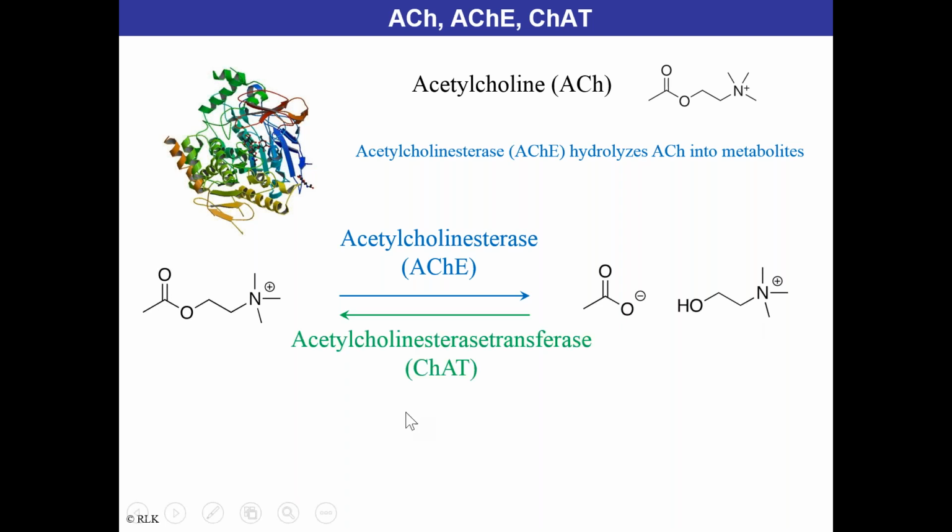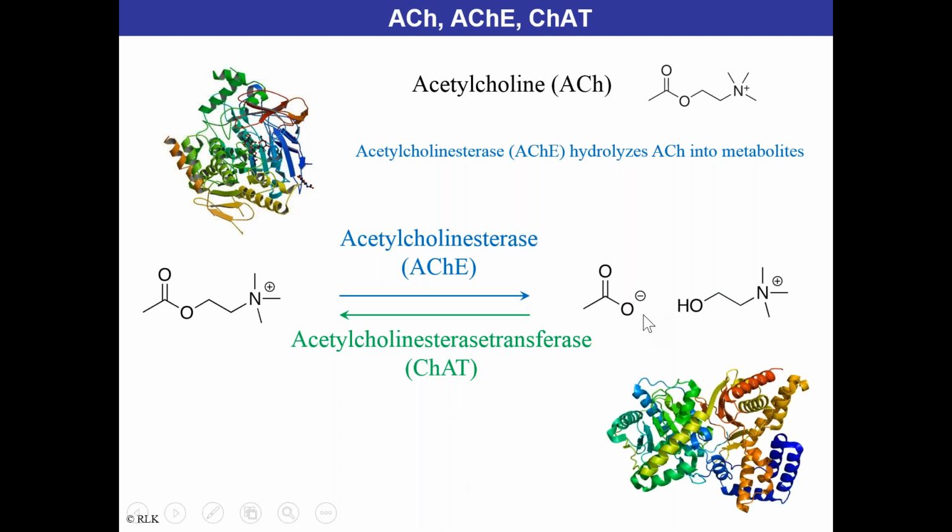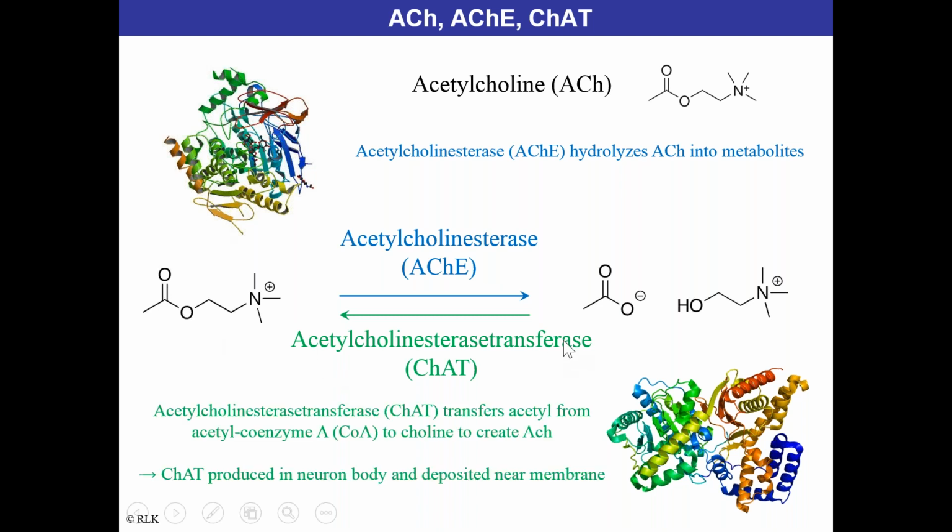Now, there's another type of enzyme that can repair or recombine some of these metabolites to reform the acetylcholine neurotransmitter, i.e. this ester. It does that by taking this acetate species, not necessarily from the metabolites that were constructed when this ACE enzyme did its magic on the acetylcholine, but it actually gets that often from acetyl coenzyme A. Okay, and so what does that look like?